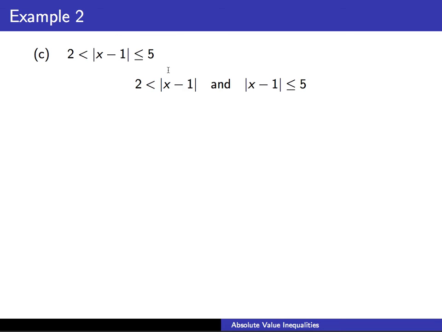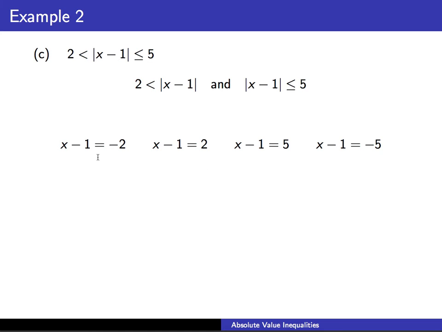If we split this up into 2 separate inequalities, what we're saying is that 2 is less than the absolute value of x minus 1, and at the same time the absolute value of x minus 1 is less than or equal to 5. Each one of these we can turn into an equation, and we're going to have 2 equations for the first one and 2 equations for the second one, which means we have 4 different equations to solve. So we have x minus 1 equals negative 2, x minus 1 equals positive 2, x minus 1 equals 5, and x minus 1 equals negative 5.